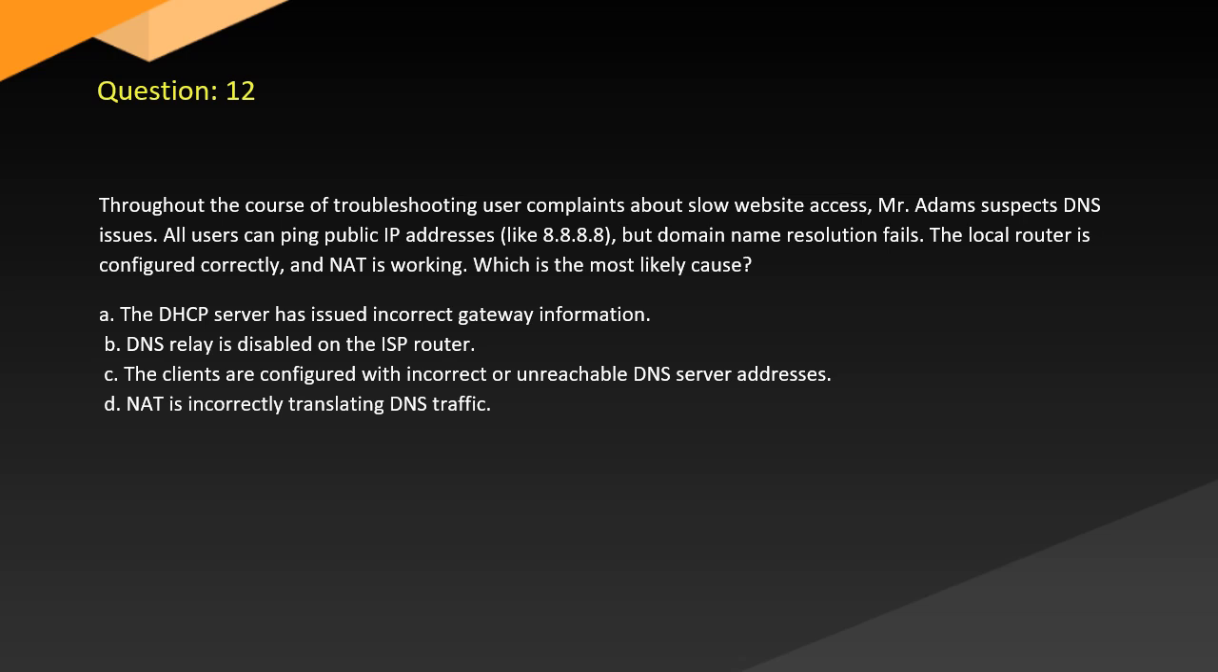Question 12. Throughout the course of troubleshooting user complaints about slow website access, ISTA Adams suspects DNS issues. All users can ping public IP addresses like 8.8.8.8, but domain name resolution fails. The local router is configured correctly and NAT is working. What is the most likely cause? A. A DHCP server has issued incorrect gateway information. B. DNS relay is disabled on the ISP router. C. The clients are configured with incorrect or unreachable DNS server addresses. D. NAT is incorrectly translating DNS traffic.